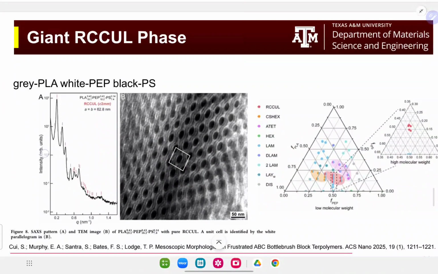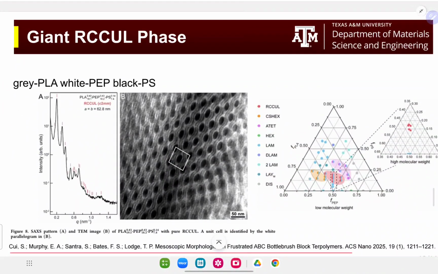Finally, let's talk about the giant RCCUL phase they discovered. So they targeted the RCCUL composition region and increased the total molecular weight of the bottlebrush polymer. And here in figure 8, it presents the SAXS pattern and TEM image of a high molecular weight RCCUL sample with unit cell parameters of A equals B equals 62.8 nanometers.